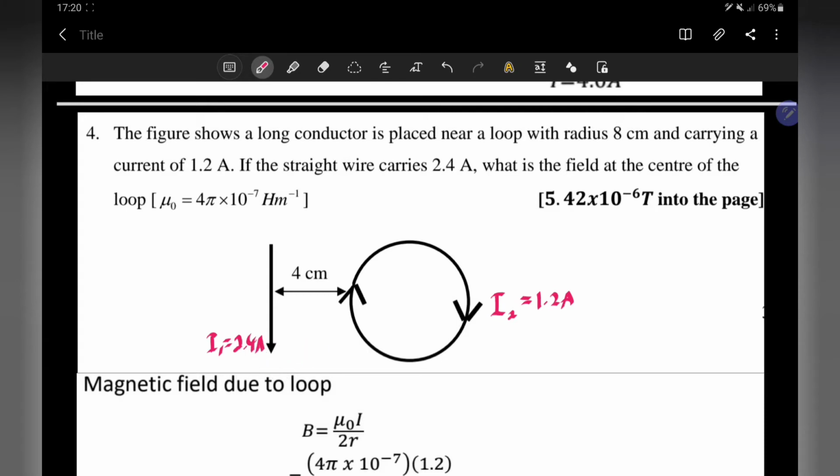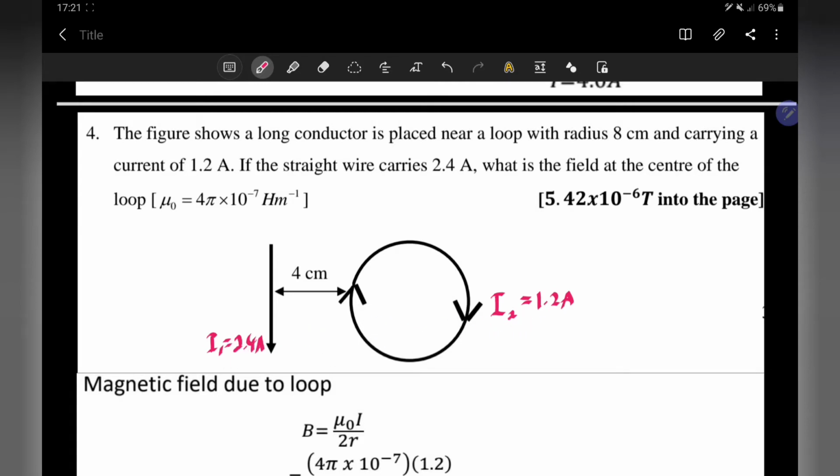Alright, I1, and this is I2. What is the field at the center of the loop? Mu naught is given as 4 pi times 10 to the power of negative 7 henry per meter. Okay, so as we know, we have two different currents, which are I1 and I2.